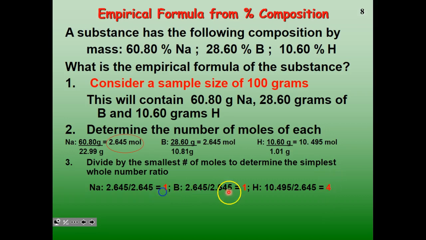So we've got these nice whole numbers. Now we can write our empirical formula. It is NaBH4.